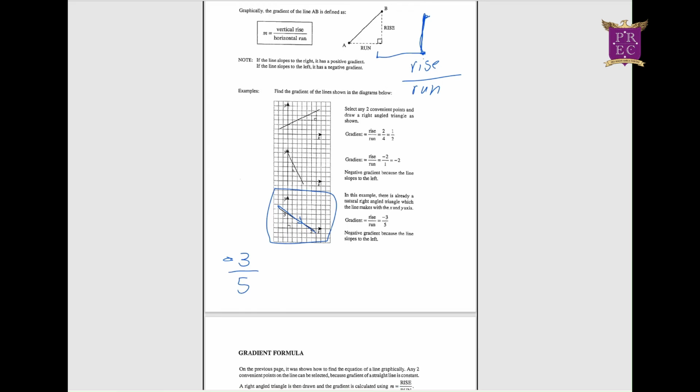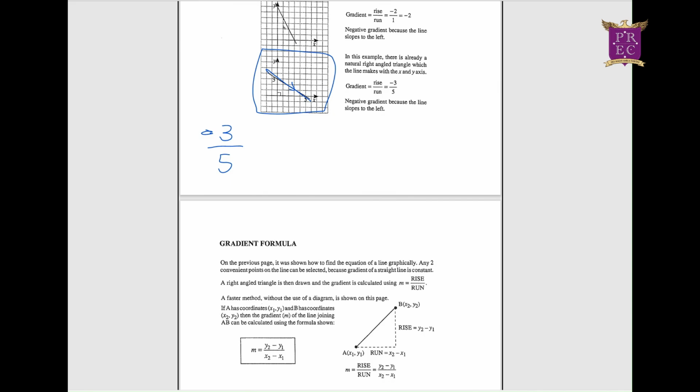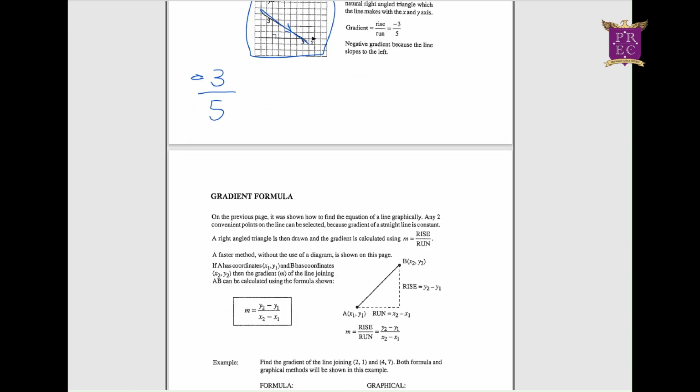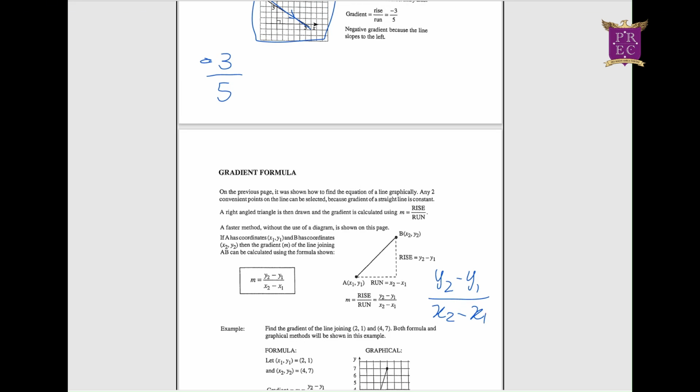But we can do this with a formula. You don't have to worry about rise over run and worrying about the negatives, because we've been given a formula, which is y2 minus y1 over x2 minus x1. Okay, we know that we can get two coordinates and find out the gradient now.